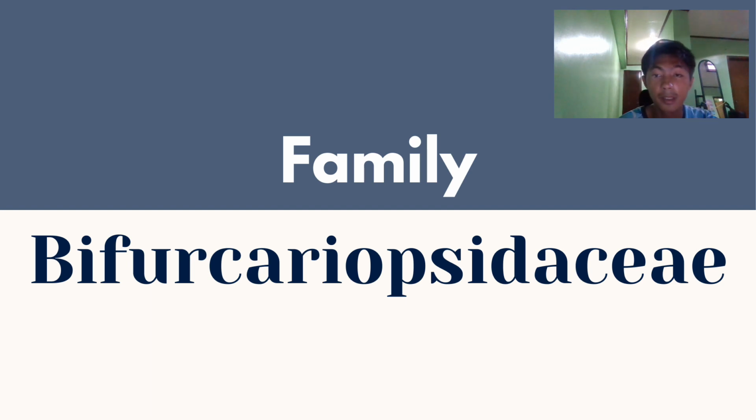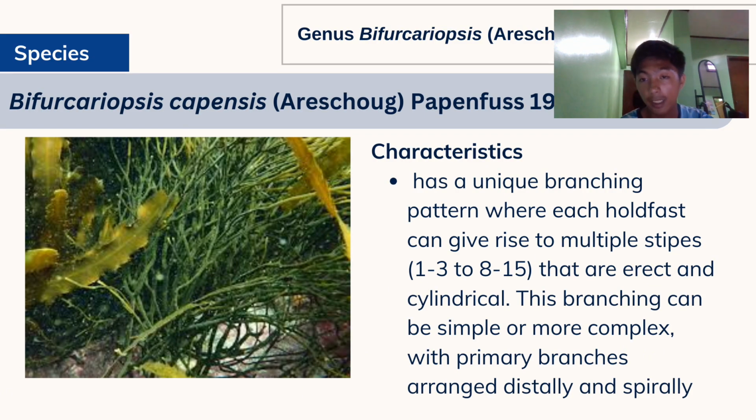Good day, everyone. My assigned topic under the order Fucales is the family Bifurcaryopsidaceae. So, what is Bifurcaryopsidaceae? There is only one species of Bifurcaryopsidaceae recorded all over the world, and the name of this algae is Bifurcaryopsis capensis. It is not common here in the Philippines, but you can see it if you travel the shores of South Africa because this algae is abundant there.